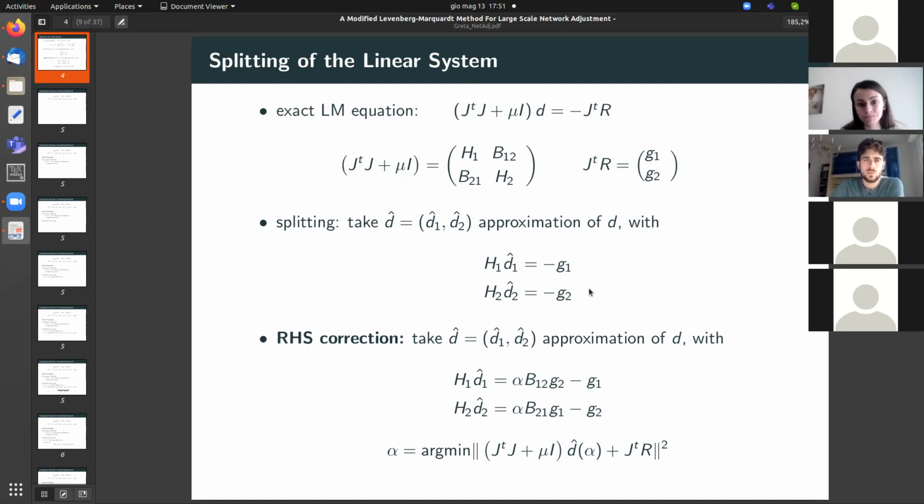Okay. Because also J transpose J is symmetric, positive semi-definite, okay? But when you add mu, in some sense you regularize it. So it is symmetric, positive definite. So it would be nice to try the conjugate gradient plus some suitable preconditioner.